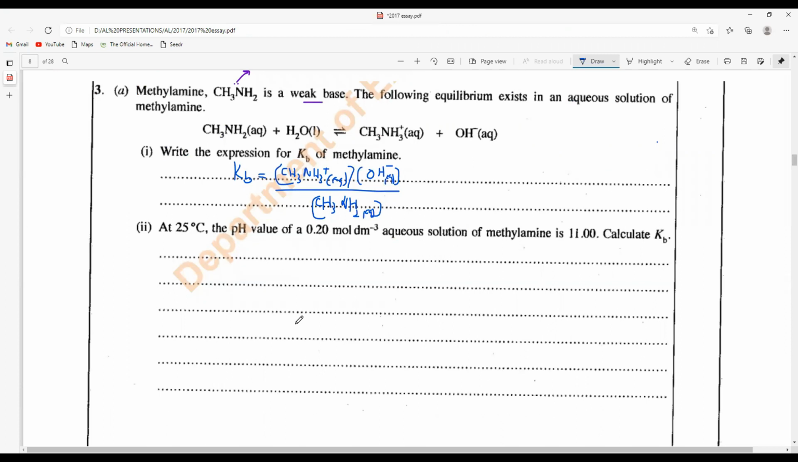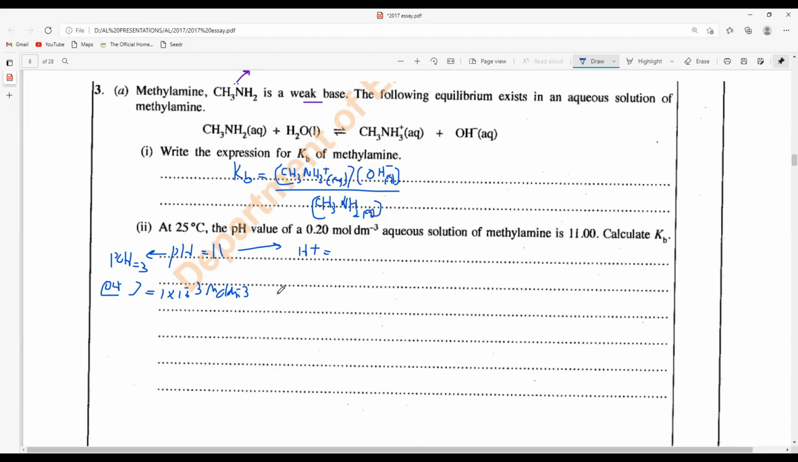And the second question says at 25 degrees Celsius, the pH value of a 0.2 mol dm^-3 aqueous solution of methylamine is 11. So pH is 11, and you have to calculate Kb. You just plug into this expression and find Kb. If pH is 11, you can tell the H plus concentration is 1 into 10 to the power minus 11. Or you can explain that if pH is 11, pOH is 3, and the OH minus concentration is 1 into 10 to the power minus 3 mol dm^-3. So put all the units and everything.